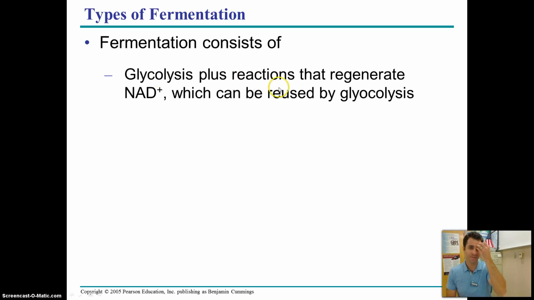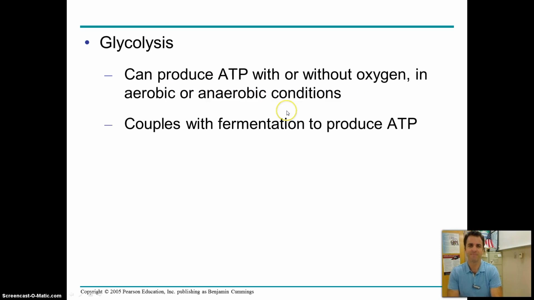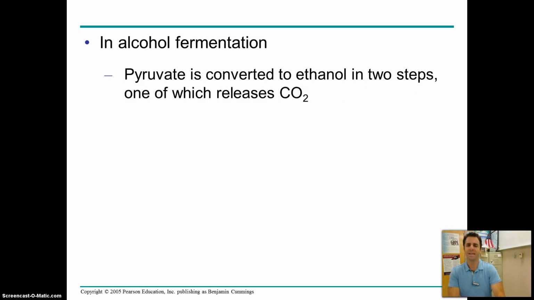Glycolysis plus reactions that generate NAD plus, which can be reused by glycolysis. Fermentation specifically itself on its own doesn't produce ATP. Glycolysis does, but fermentation allows glycolysis to keep going and going and going. Okay? If you are a yeast, you are doing alcoholic fermentation. Okay? So the pyruvate gets converted into ethanol and releases CO2.